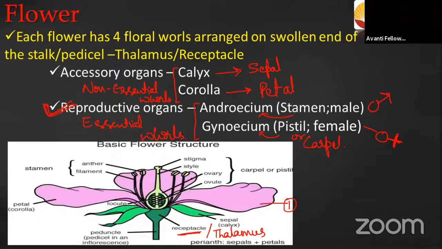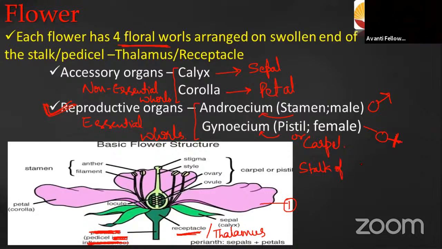So let us look into the structure now. This is the receptacle. Over the receptacle, all four floral whorls are arranged. Now I will cut this off. You just take it as the pedicel. I hope you know, right? What is it called?